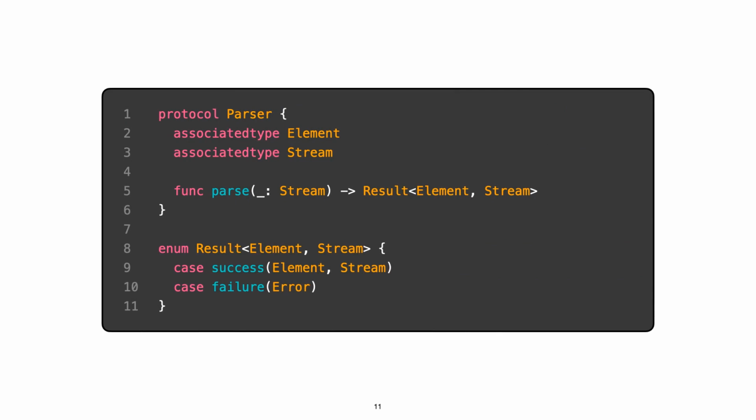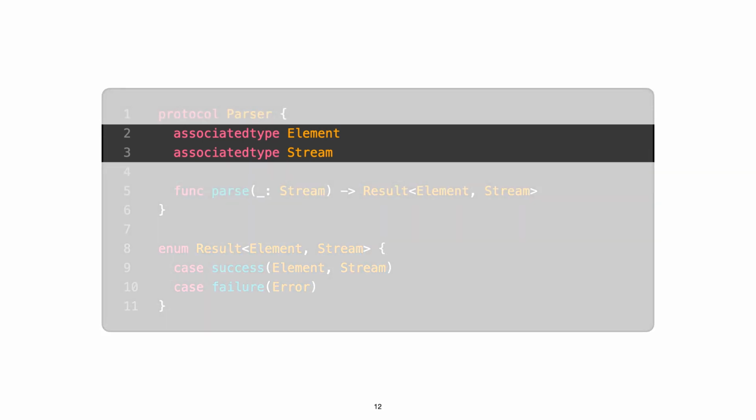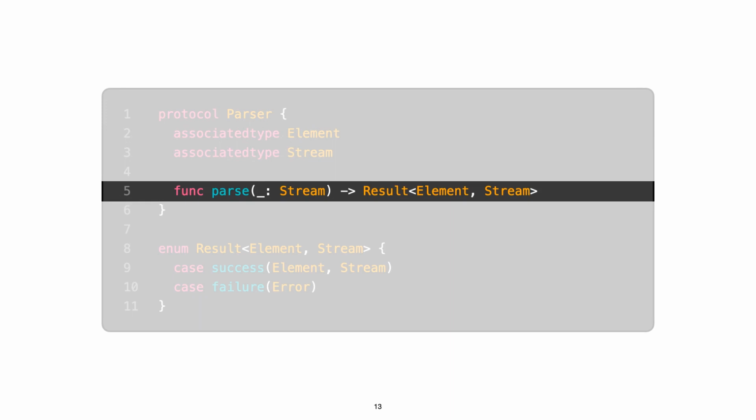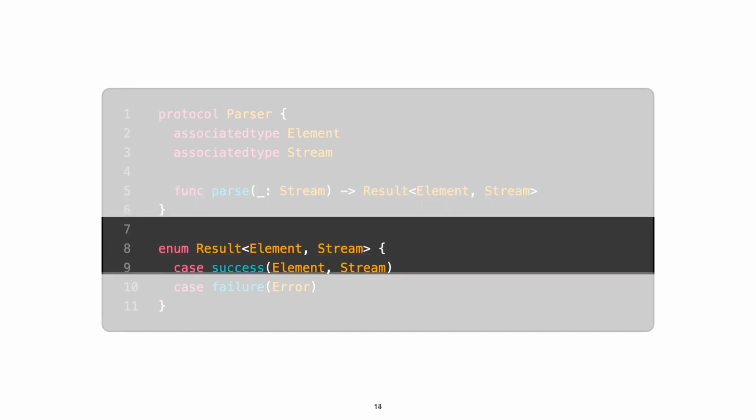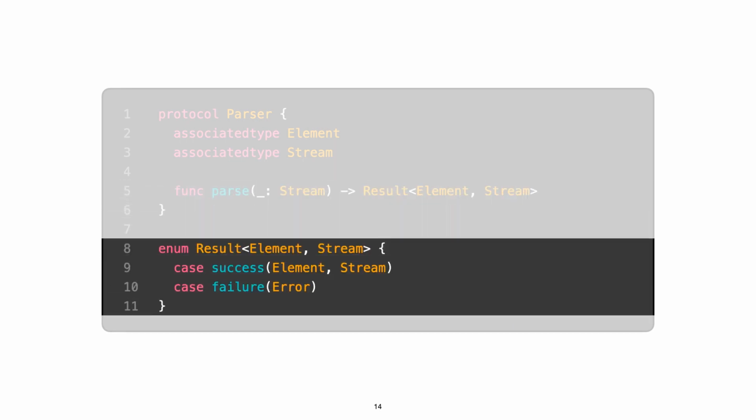A protocol describes a set of property, method, and associated type requirements which a conforming type should implement. This is one particular instance of a more general concept that is common in many programming languages. For instance, Java has interfaces, C++ has abstract types, Rust has traits, and so on. The protocol here has two abstract associated types that represent the type of the element being parsed and the type of the string from which they are parsed. The protocol also contains a single method requirement that requires conforming types to implement a method that accepts a stream and returns a union type modeling the possible success or failure of the parser.